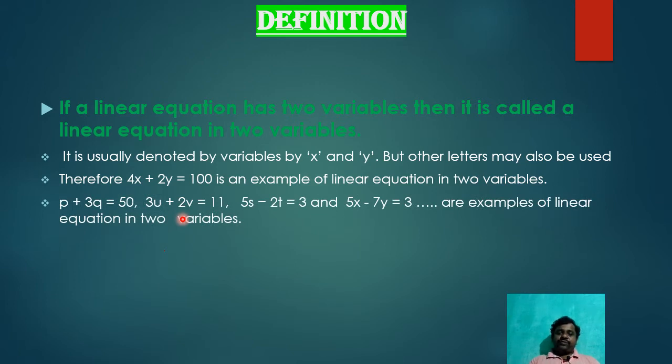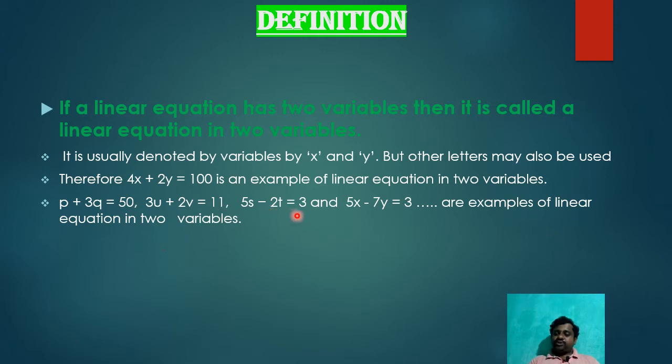Now, just after your guess, we have to read p plus 3q is equal to 50. What are the variables here? P and q are the variables in p plus 3q is equal to 50. Now let us move on. 3u plus 2v is equal to 11. For example, 3 books plus 2 pens together cost 11 rupees, or 3 shirts plus 2 fans, stitching cost together 11 rupees or 1100 rupees, whatever it may be.